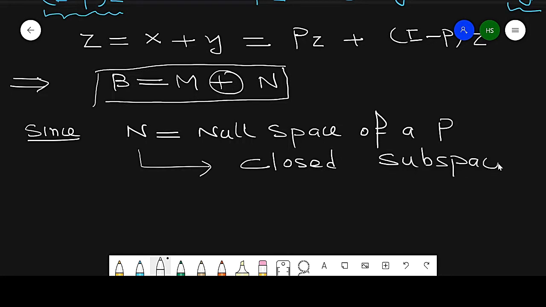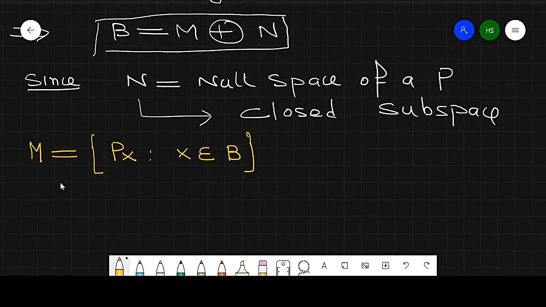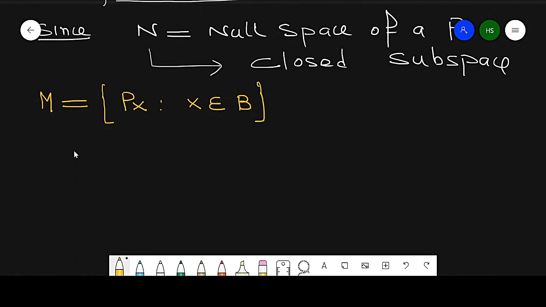Now what about M? M is also closed. Why? What is M? M is the range of P. So this can be written as Px such that x belongs to B. So this is the range of P. My aim is to prove that it is closed. Now in this case, by the definition of the range, its image is equal to itself.